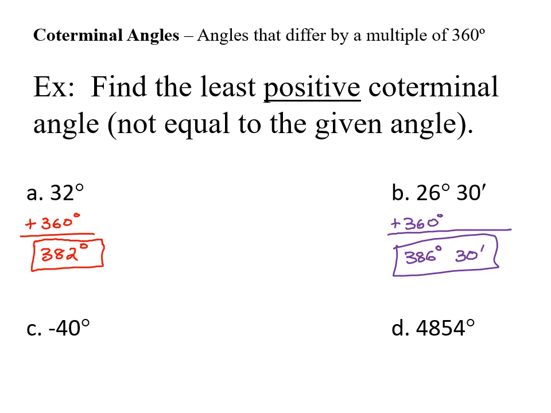On part C, it's already negative, so I definitely need to add 360 to make it something not negative. If I add 360, I'll get 320 degrees. That is the least positive coterminal angle.